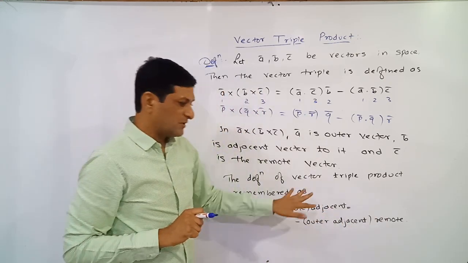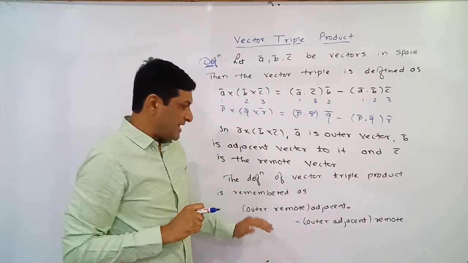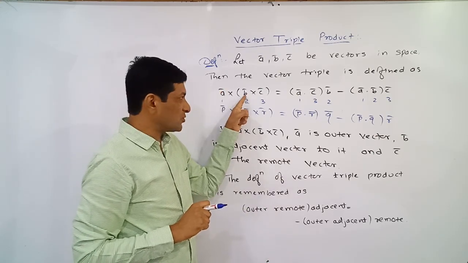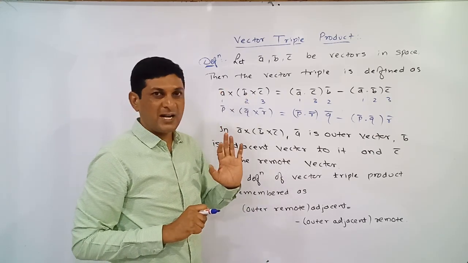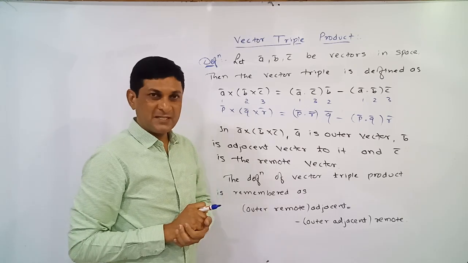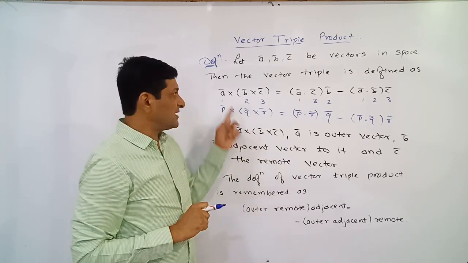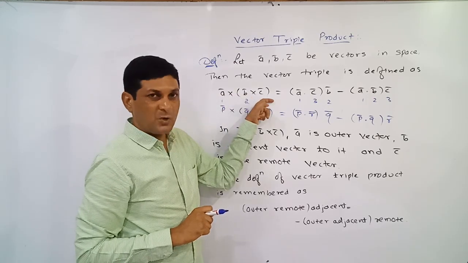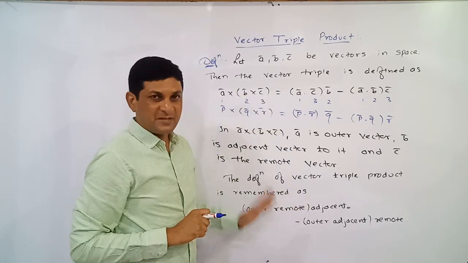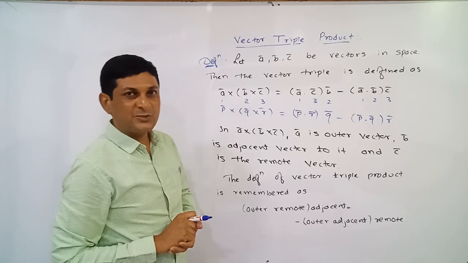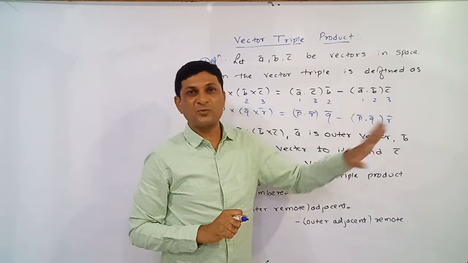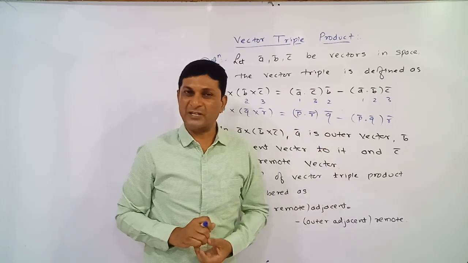So you are able to remember this definition by using these notations also. A bar is called outer, B bar is called adjacent, and C bar is called remote vector. Isn't it? If we give the names outer, adjacent, remote to these vectors, then you are able to remember this definition also. But the simple way to remember this definition is what? 132 minus 123.